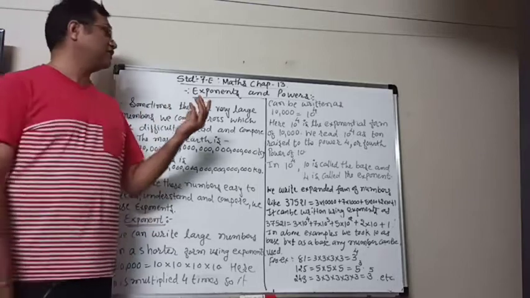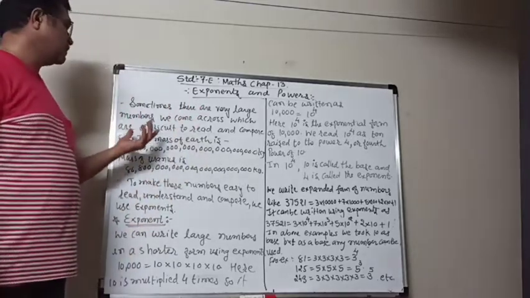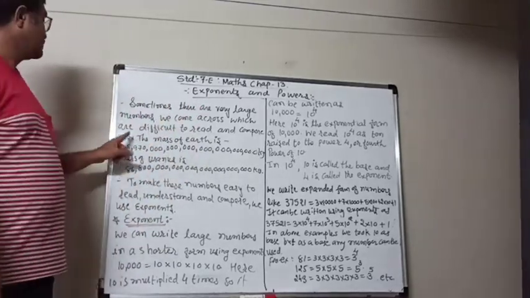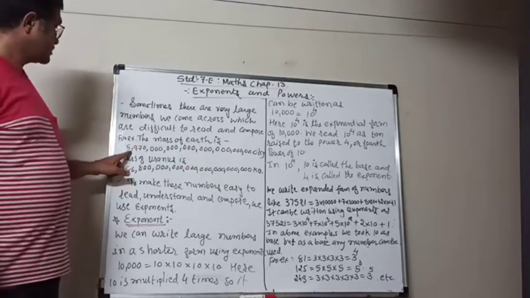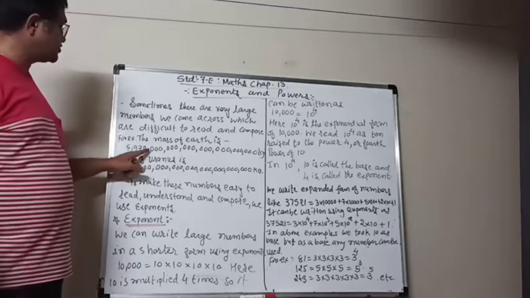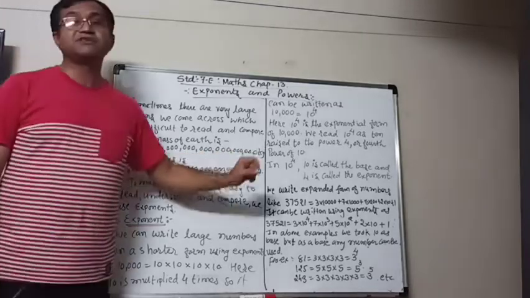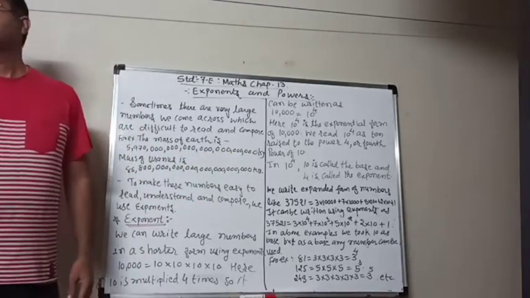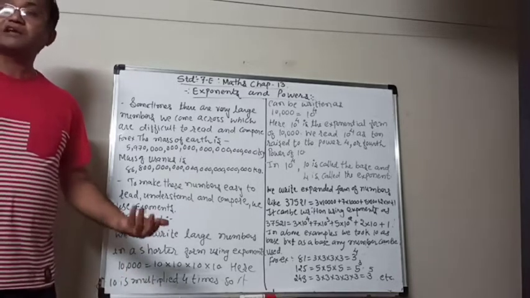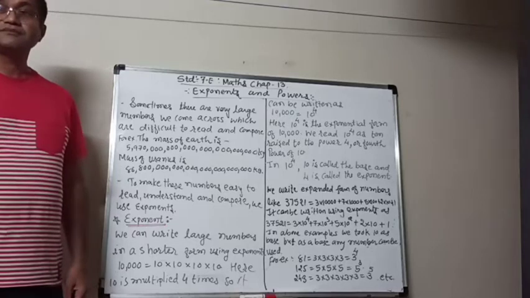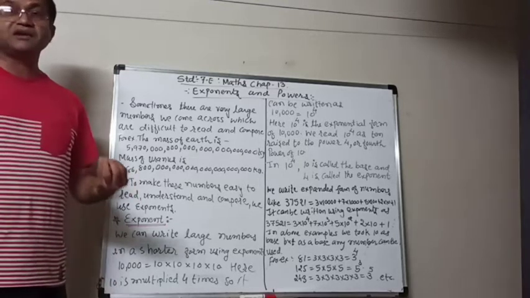For example, look here. I wrote down here, if you can read: the mass of the earth is 5970 and then there are 21 zeros. Will you be able to read it? How many kilograms is that mass? It is very, very difficult.